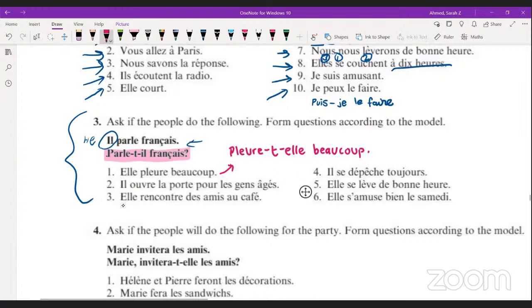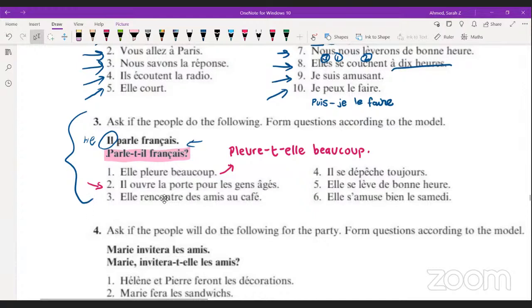Okay, let's try number 2. Read number 2 as is. Il ouvre la porte pour les gens âgés. Okay, so as a question, how would you say it?